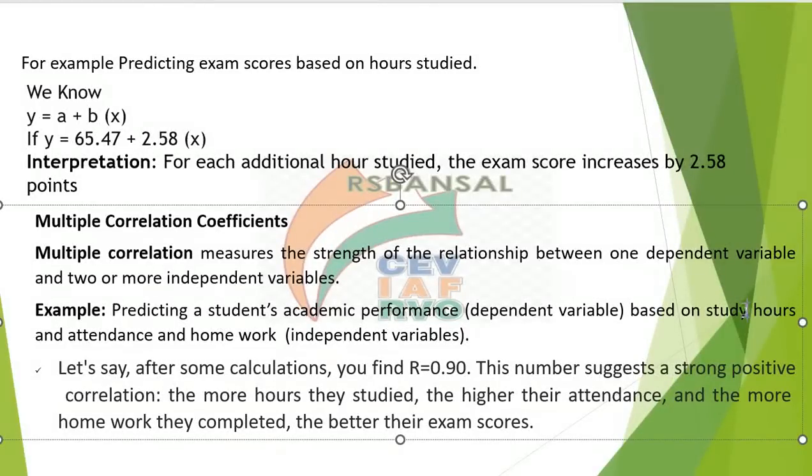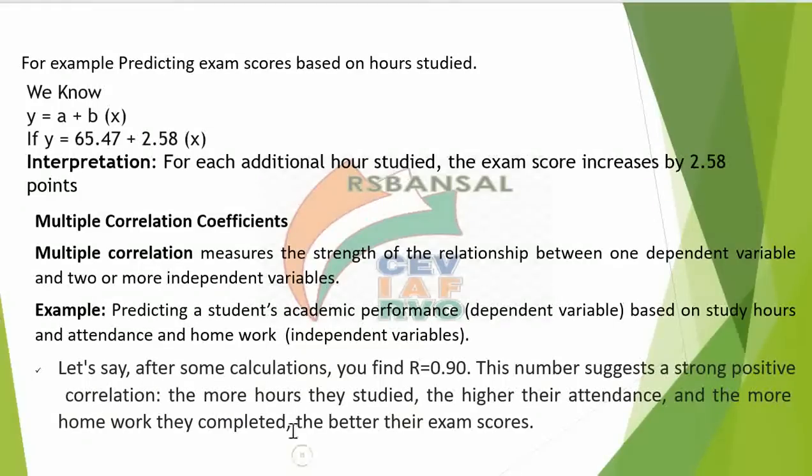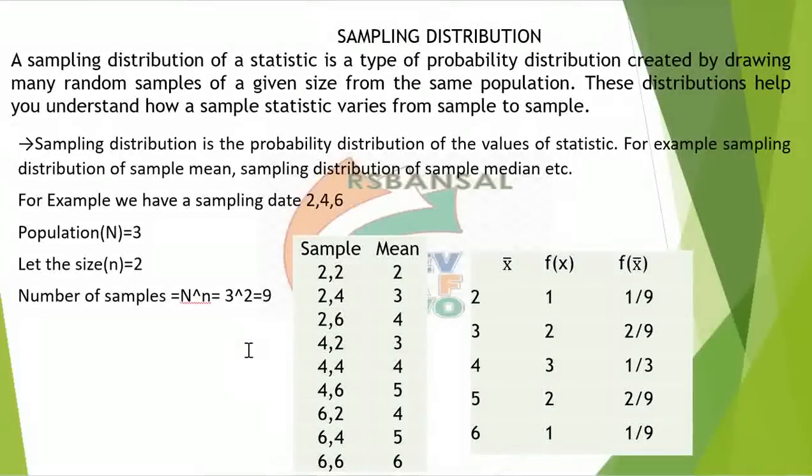As the study hours increase, academic performance will improve. As the attendance increases, academic performance will improve. Similarly, as homework increases, academic performance will improve. Let us say after some calculation you find the multiple correlation coefficient is 0.90. It suggests a strong positive correlation: the more the hours of study, the higher the attendance and the more homework completed, the better their exam scores. Next is sampling distribution.